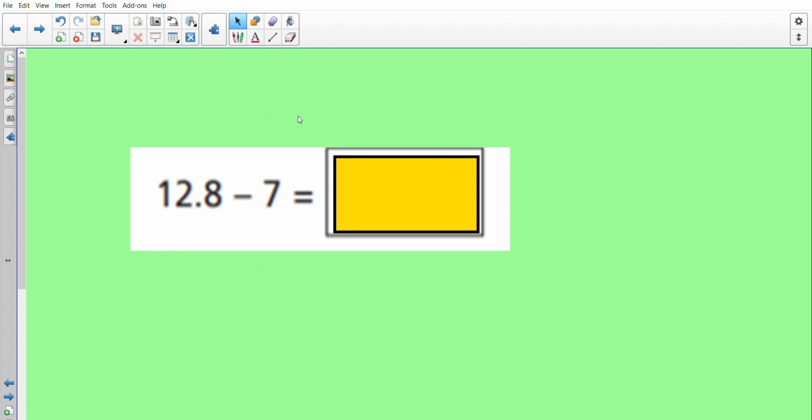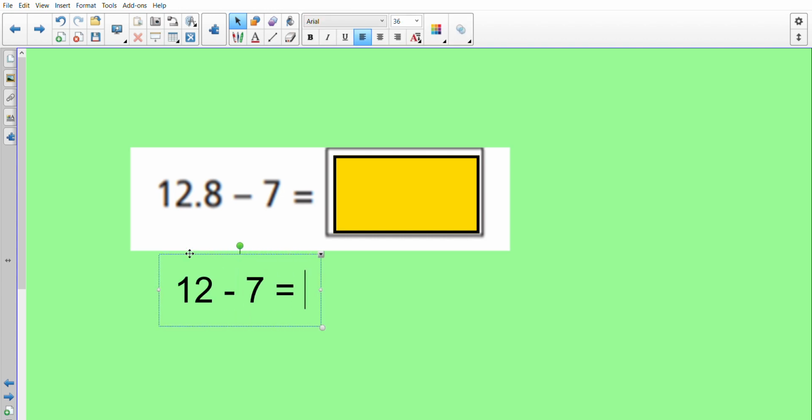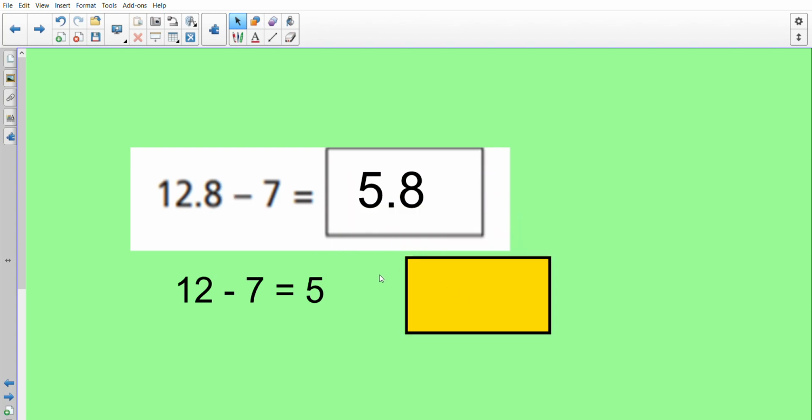Okay, we'll move on. 12.8 take away 7. Now I'll let you have a go at this yourselves. Well, it's a subtraction, isn't it? I'll talk you through this one. 12.8 take away 7, we're going to subtract the whole numbers first. So we'll do 12 take away 7 equals 5. Now we're not taking away 0.8, we just need to remember that it was there, and so it needs to be part of our answer because there were no decimals on this side. So we have to put our 0.8 back on and we get 5.8, don't we? 12.8 take away 7 equals 5.8.